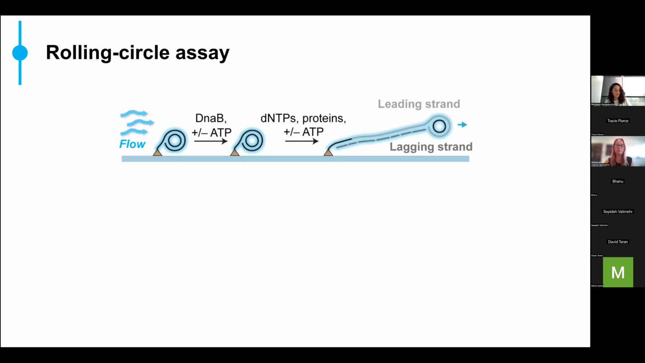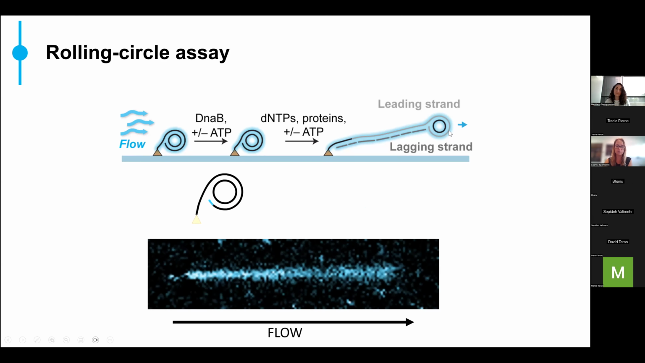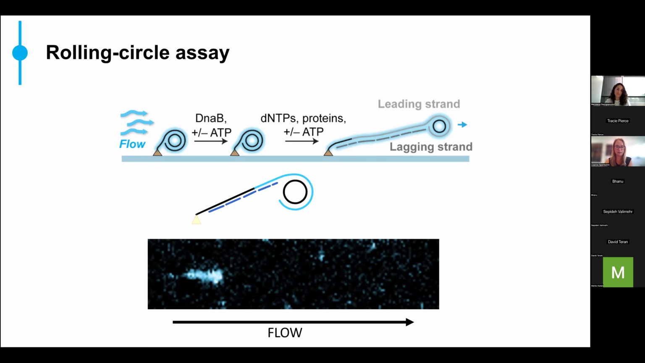So we have, as in Antoine's lab, used a single molecule rolling circle assay for more than 2 decades now, I guess. What it essentially is, we use circular DNA templates on which we can then load the helicase and all other proteins, and we can then visualize DNA replication on that. What that looks like in the form of an animation, you can see here.